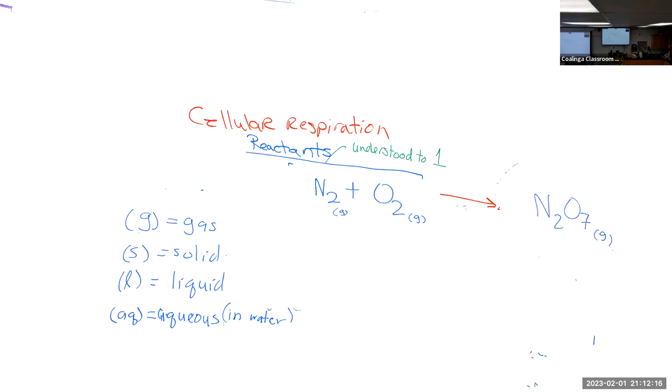Okay, first up, I write down the elements. What are my elements? Nitrogen, oxygen. Okay, so we're saying add two here. Then I would start with the oxygen. Then find it on the same number.